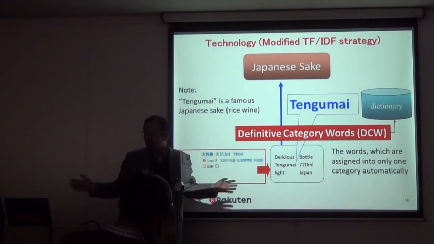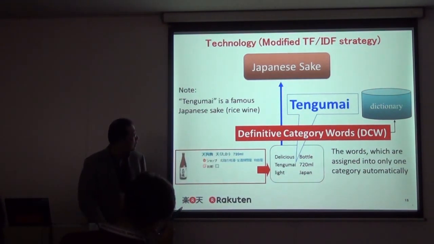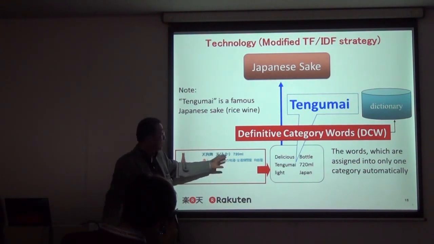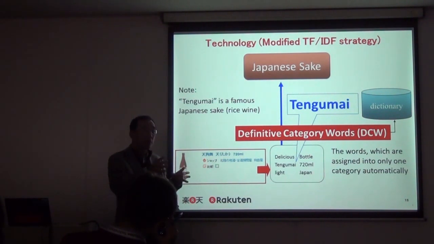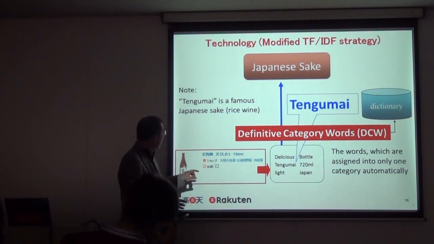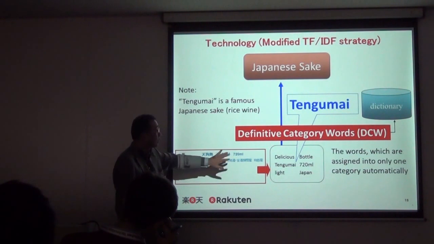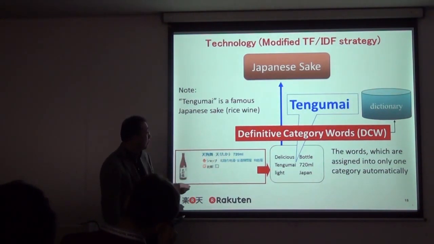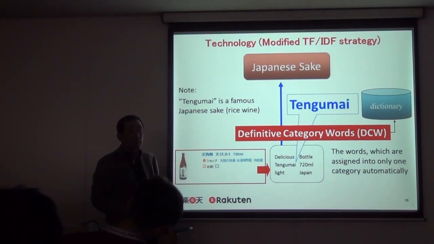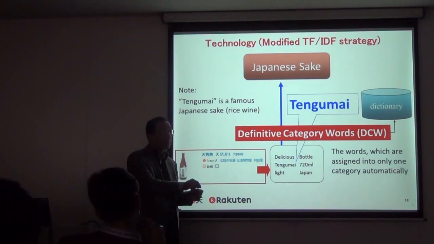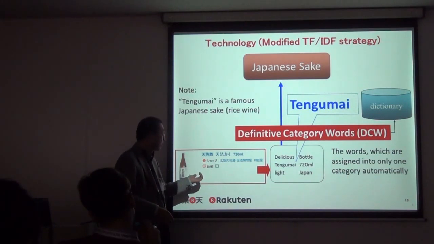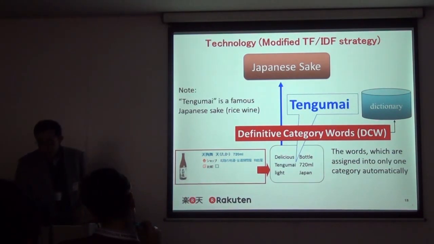In information retrieval research, there is TF-IDF technology. If there is no noise, Tengubai products must exist only in the sake category. So if there's a keyword Tengubai, then it must be sake. But because there's noise, TF-IDF doesn't work so well. And we have to look at the data. Then we found that the merchants who make the noise are limited. Not everybody is making noise, only several merchants. So maybe it's better to identify the bad merchants first. Then we can clean up the data and find the noise. That's the kind of strategy we are developing.